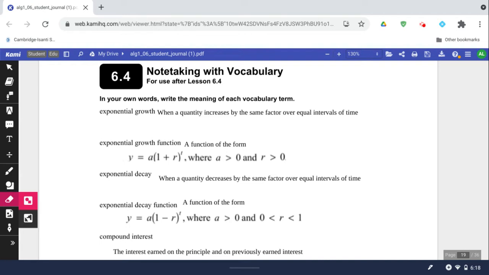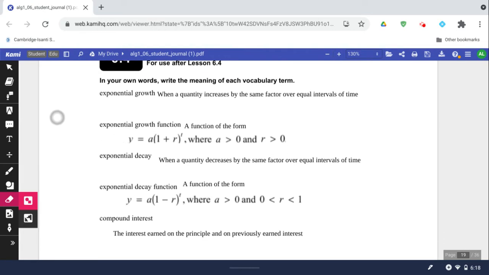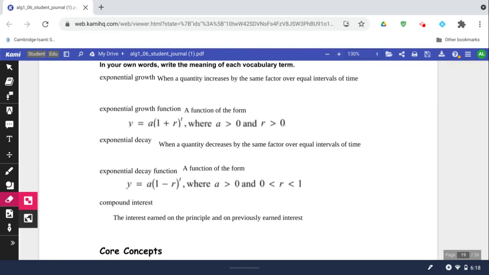If you have your student journal, we're on page 185. You may need to pause the video and grab some of this vocab if you want to have the definitions here. We're going to be covering compound interest in the next video, but if you just want to grab that definition now, you can.